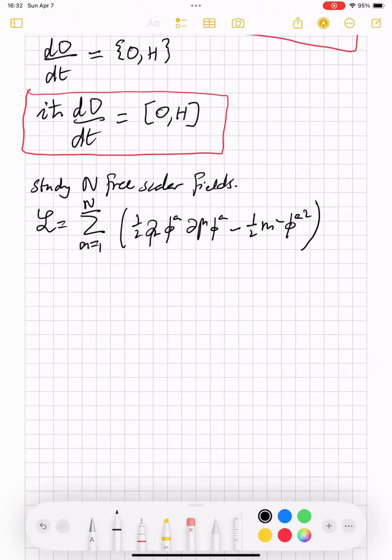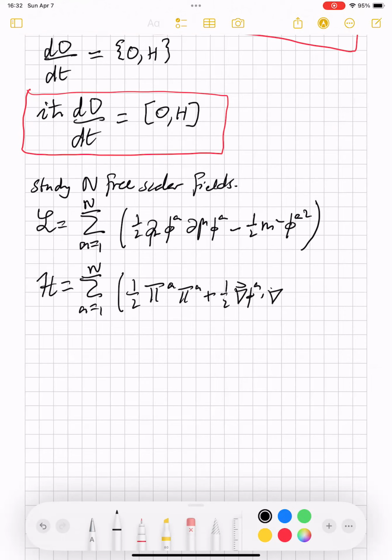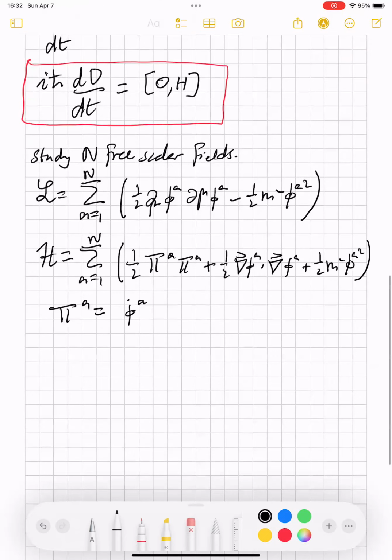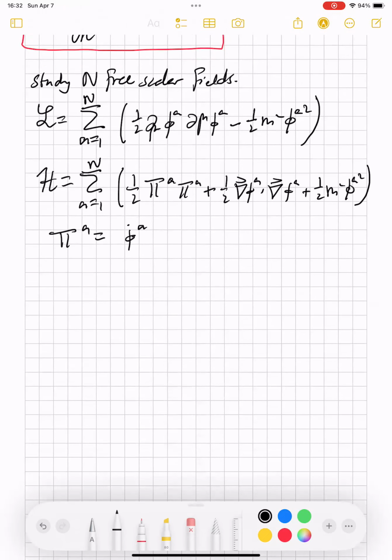If you go ahead and calculate what the Hamiltonian density is, so please verify this answer, make sure you can get it. I claim it's a sum from A equal to 1 to n of 1/2 π_A(x,t) π_A plus 1/2 gradient of φ_A dotted with the gradient of φ_A plus 1/2 m² φ_A². If you go ahead and calculate what π_A is equal to, this will be equal to φ dot A.